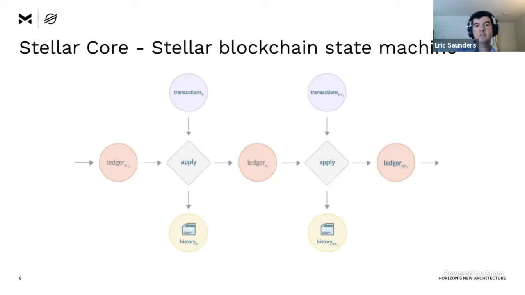Now, the actual situation, in computer science terms, is a bit more complicated than this, because Stellar Core is actually a replicated state machine. And so you have many of these state machines across the network distributed, having to stay in sync with one another. That's a lot of details and a lot of complexity, but we're not going to worry about that right now because it's not relevant to what we're discussing.